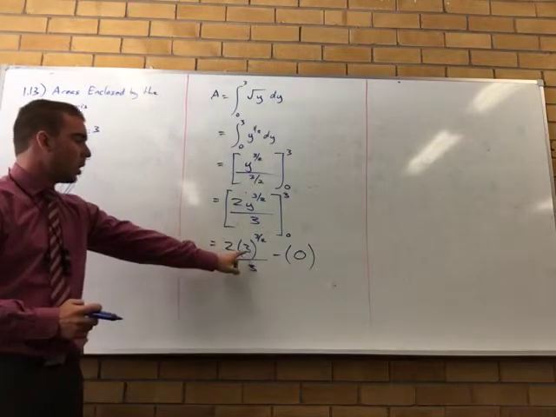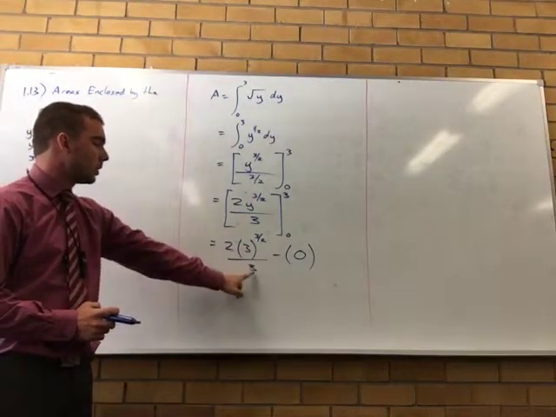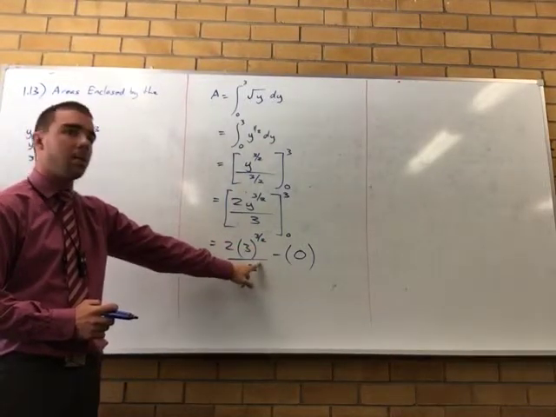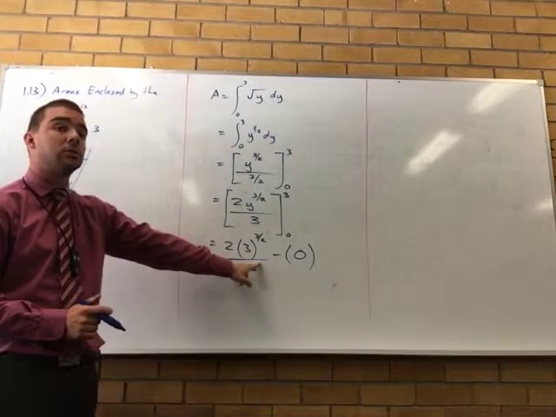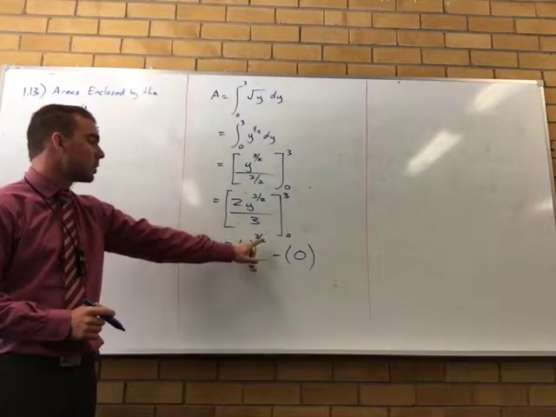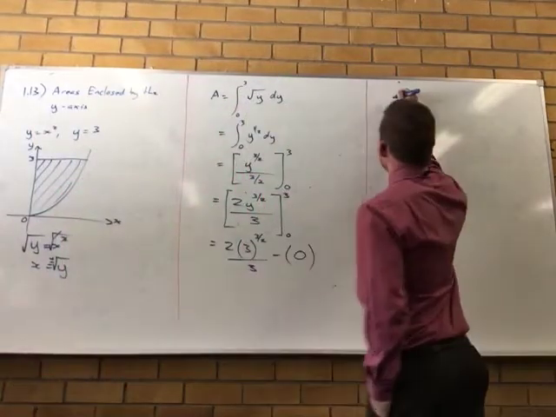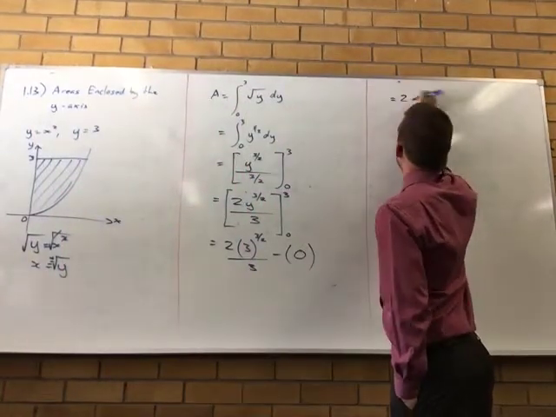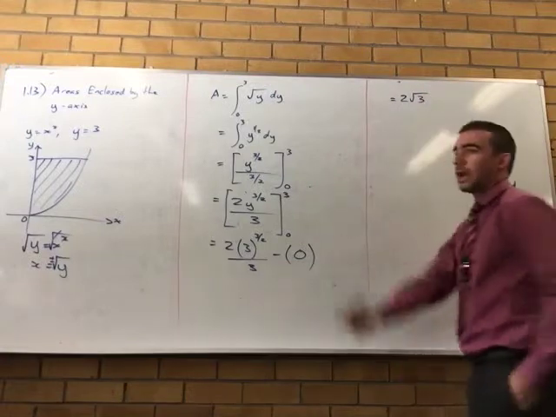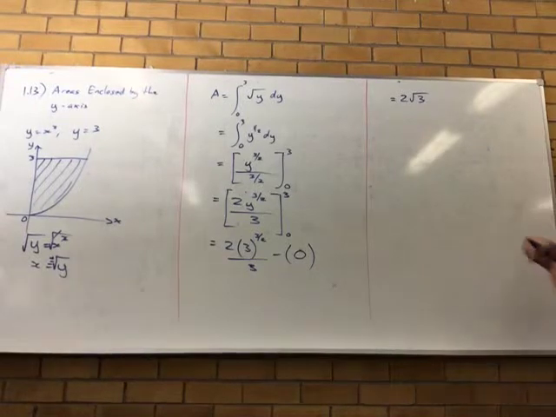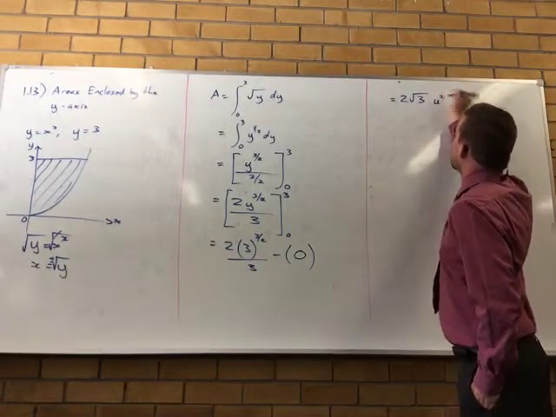Okay, so we've got 3 to the power of 3 over 2 divided by 3 to the power of 1. So I use my index law, subtraction, when I'm dividing. So it'll be 3 over 2 take away 1, which is a half. Okay, so this becomes 2 root 3. So, of course, fractional form of half is the square root. Okay, take away 0, and that's my final answer, units squared.